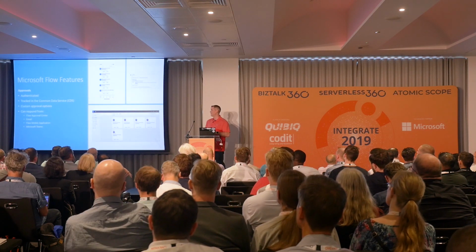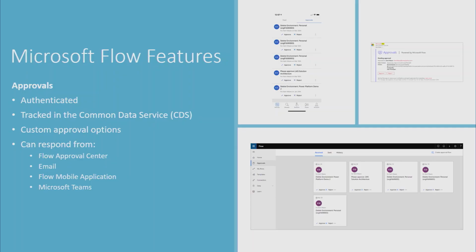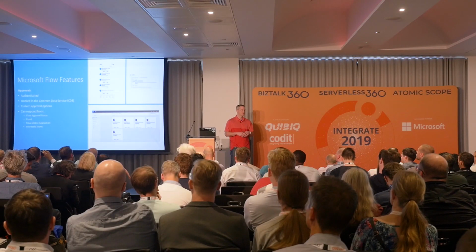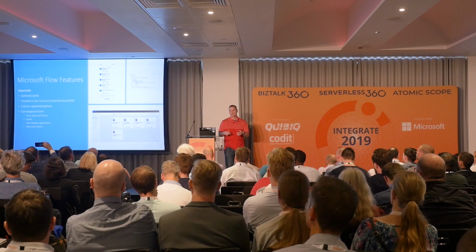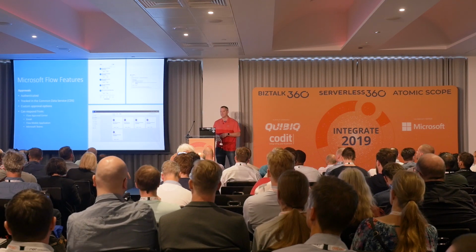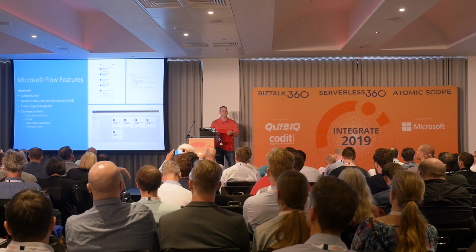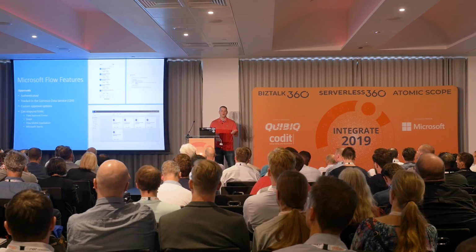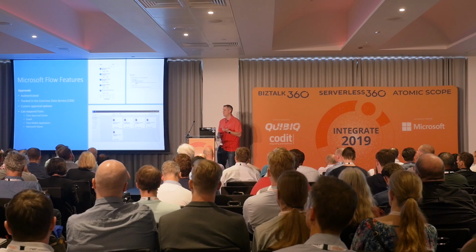So a big part of the Microsoft Flow platform is approvals. These are authenticated approvals, which means you can't just forward an approval to someone else and have them acknowledge that approval. It is authenticated. All of the data related to approvals is tracked in a database called CDS, the Common Data Service. More recently, there are custom approval options, so it's no longer just approve or reject. You can also create custom options, such as not applicable, or I need more information. And then you can respond to these approvals through a variety of different mediums, whether it be mobile, email, the Flow Approval Center, or even Microsoft Teams.